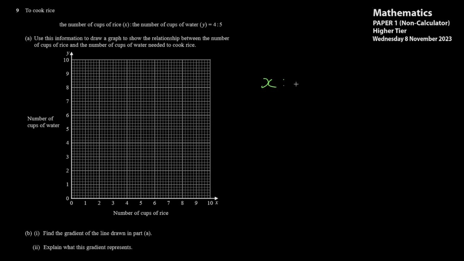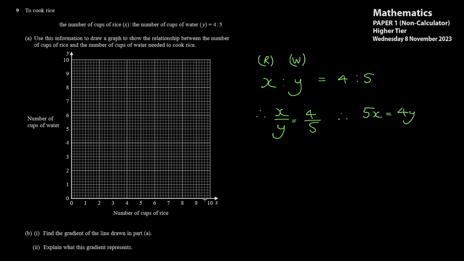And it says that x to y, which is rice to water, is in the ratio 4 to 5. So I can say that x over y is equal to 4 over 5. And therefore, 5x is equal to 4y. This is y, this is x. We need to transform this and make y the subject. So therefore I can say that 4y is equal to 5x. Well, that's just switching it round. So y is equal to 5 over 4 x.